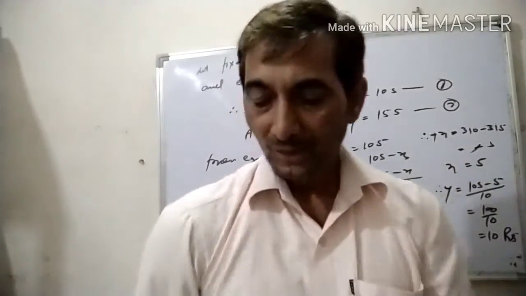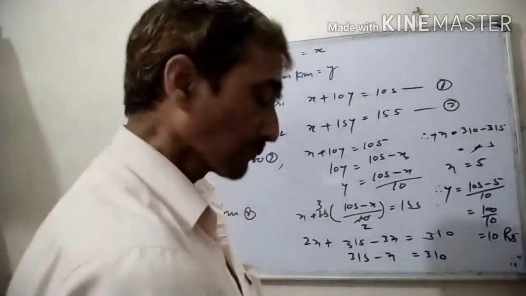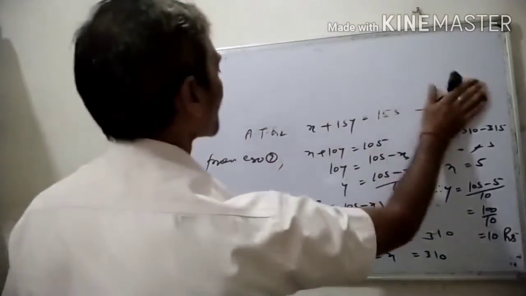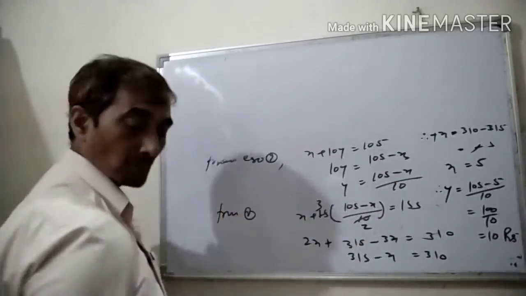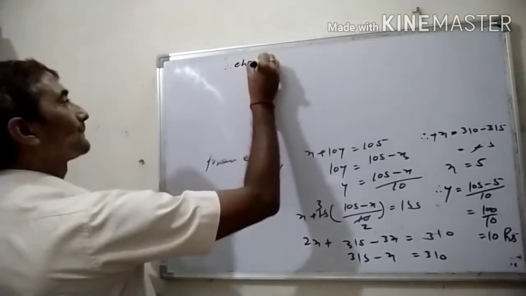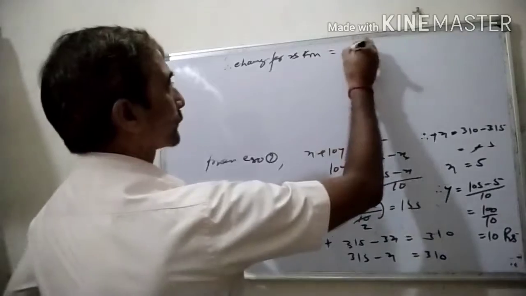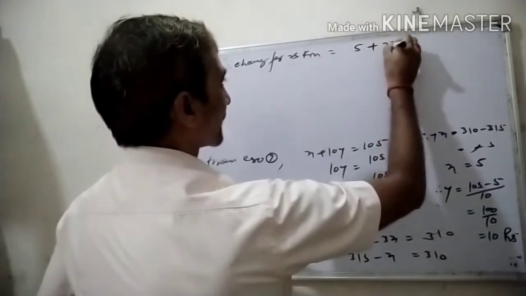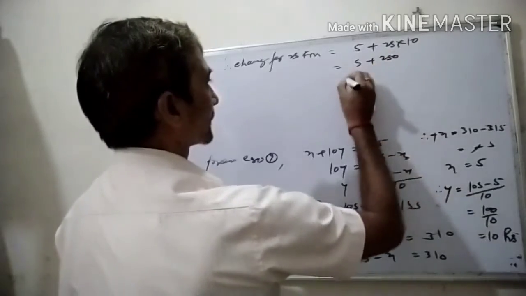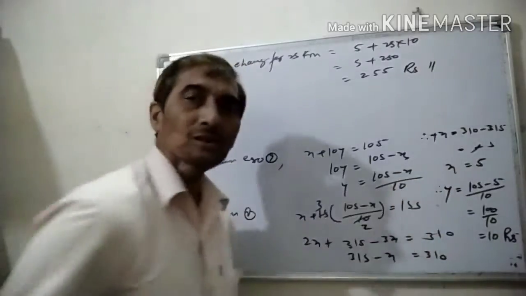That's your answer. And one more question is what is the charge for 25 km? Therefore charge for 25 km is equal to fixed charge plus 25 into 10, that is Rs 255. This is your answer.